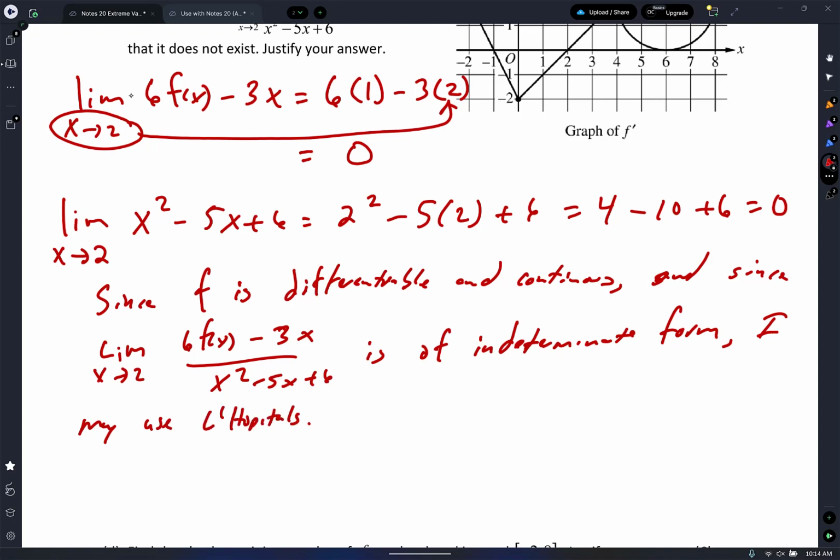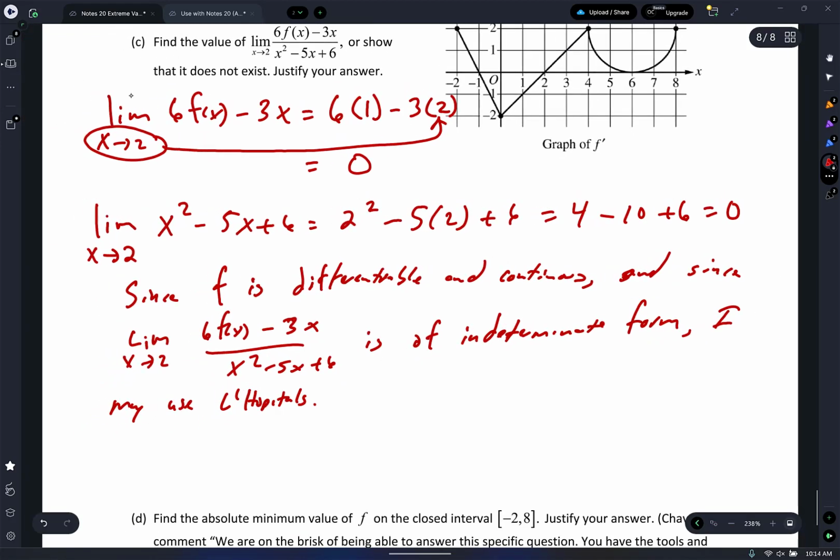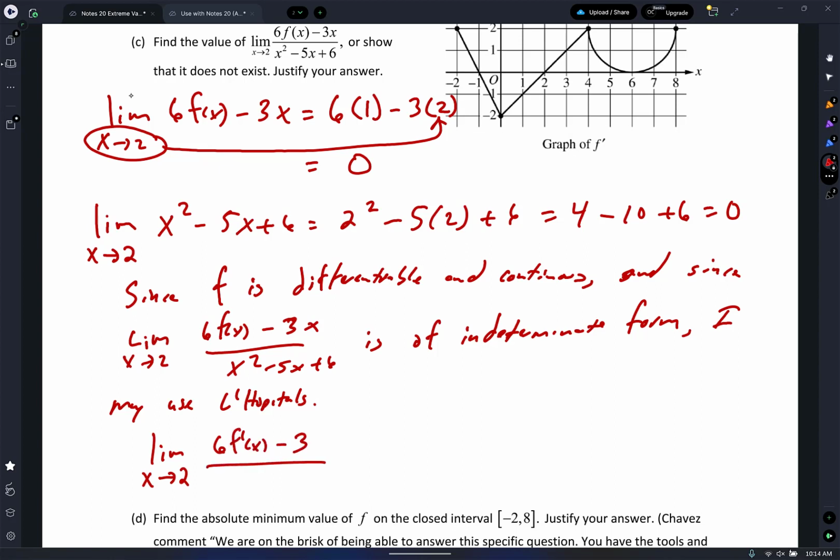You probably got the credit if you didn't say all that, but it's always good to say it. You haven't said anything wrong. Are we okay? All right, let's use L'Hopital's rule. What does L'Hopital say? The derivative of the numerator divided by the derivative of the denominator. What's the derivative of the numerator? 6 f prime of x minus 3 over, what's the derivative of the denominator?